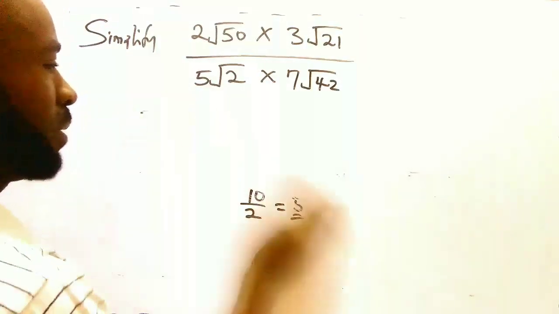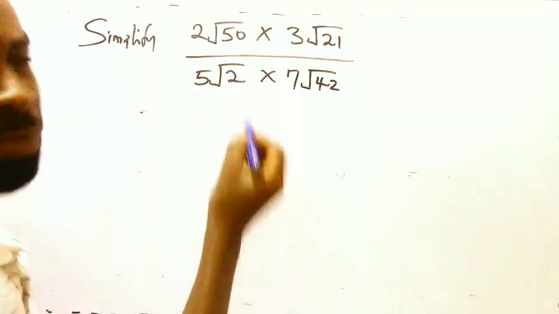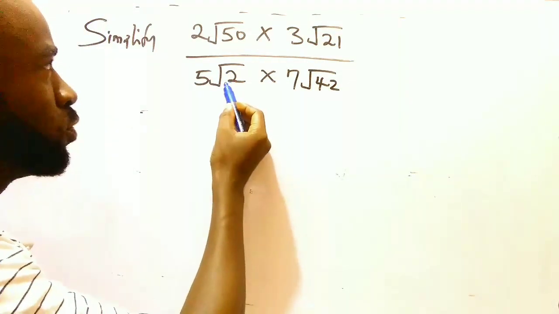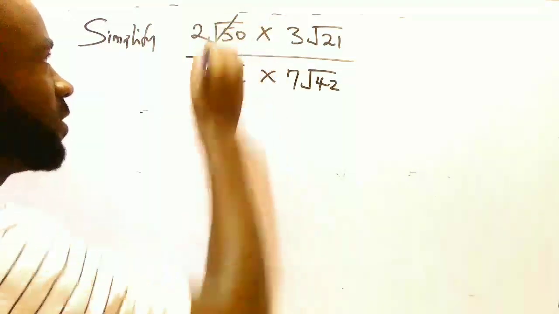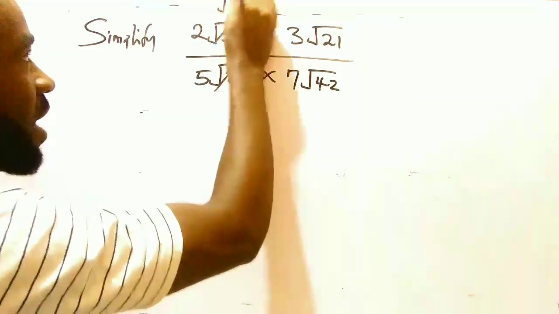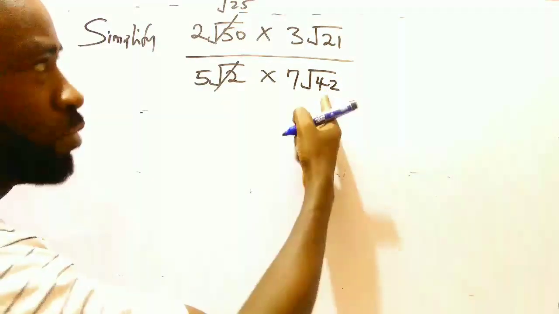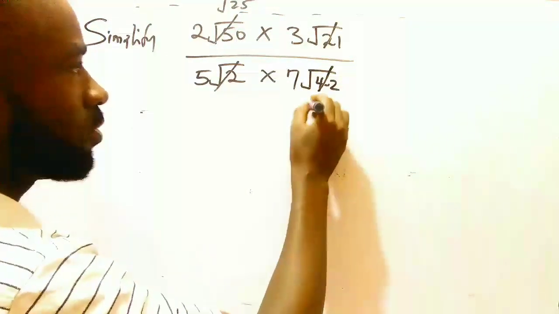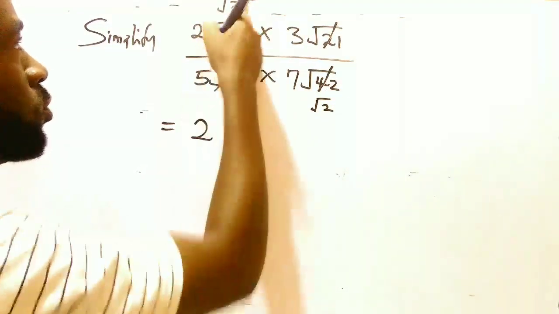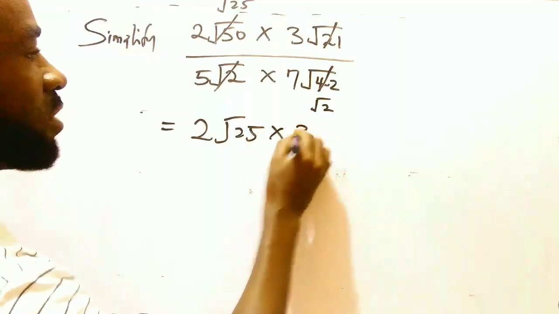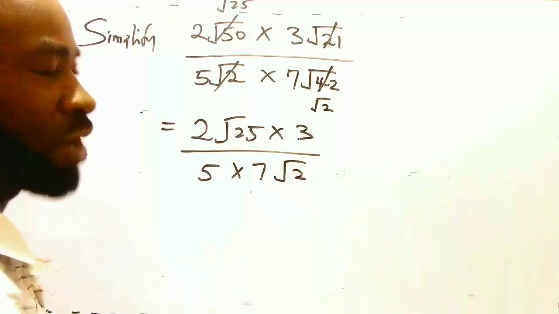So now let's solve this problem. Based on what I've just explained, I know that root 2 can divide root 50. So root 50 divided by root 2 will give me what? Root 25, based on my explanation. And then root 21 can also divide root 42. So root 42 divided by root 21 will give me root 2. Can you see that? So I'm left with 2 root 25 times 3 at the numerator, and then 5 times 7 root 2 at the denominator.